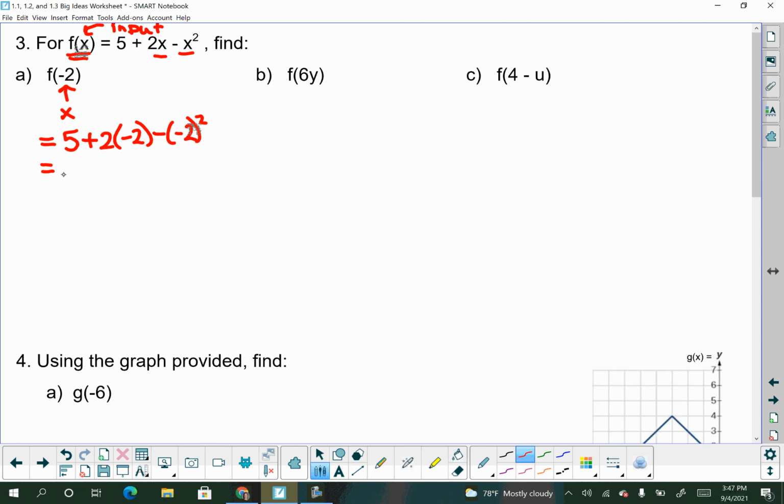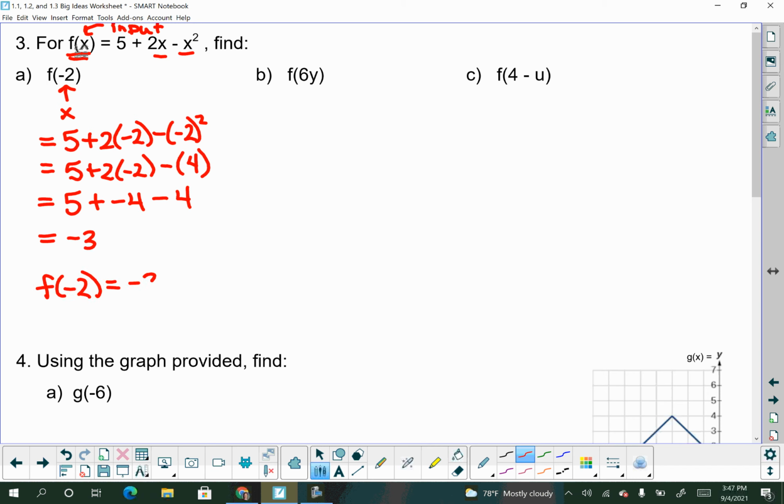I would do negative 2 squared first, the exponent, which gives me 4. Then I would do any multiplication or division from left to right. So 2 times negative 2 gives me negative 4. And then I really don't need those parentheses. I can just say minus 4. And then we're going to do our addition and subtraction from left to right. So 5 and negative 4 give me 1. Minus 4 again gives me negative 3. So we say that f of negative 2 equals negative 3.